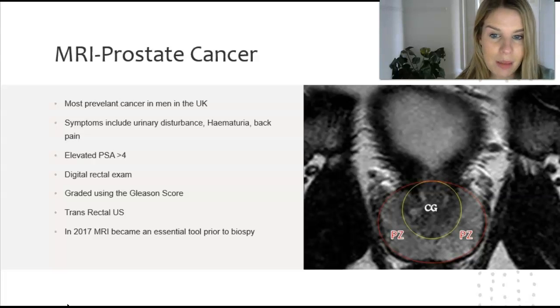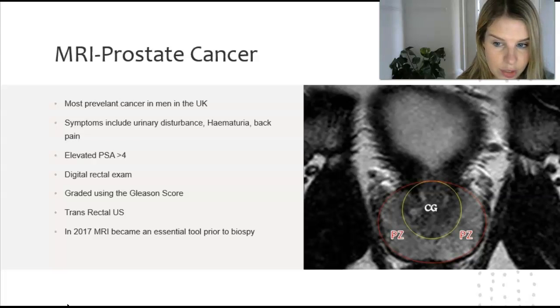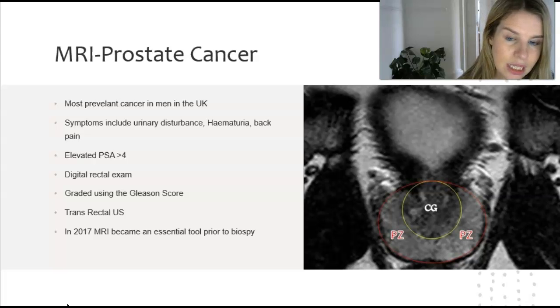One of the imaging modalities that can be used in prostate cancer is transrectal ultrasound. But in 2017, MRI started to become a much more essential tool prior to biopsy. So MRI plays a big role in imaging prostate cancer.